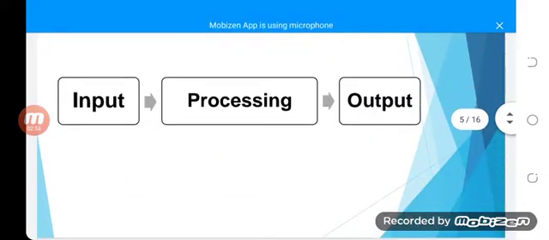So dear students, we need to put input in the computer, or provide information to the computer for processing, and then our final product is our output. It means, how does a computer work? A computer works in 3 steps. What are these steps? First is your input, second is your processing, and third is your output.